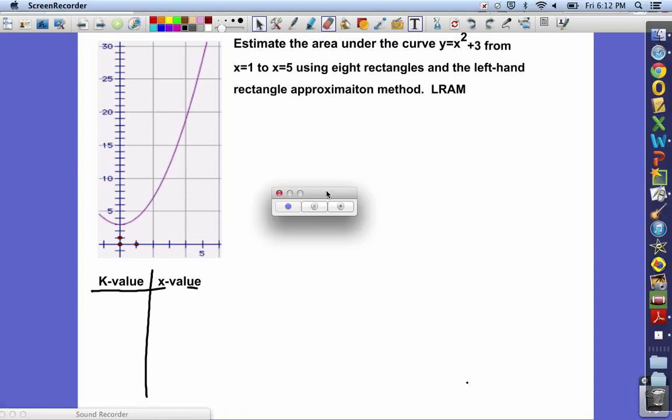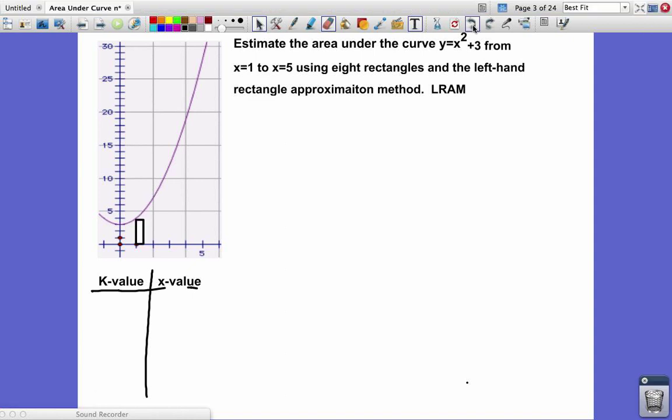So we're back for LRAM8. We're going to do y equals x squared plus 3. Similar problem that we've done already, from x equals 1 to 5, same interval. But this time, instead of using 4 rectangles, we're going to kick it up to 8 rectangles. So let's take a look at the rectangles in the diagram.